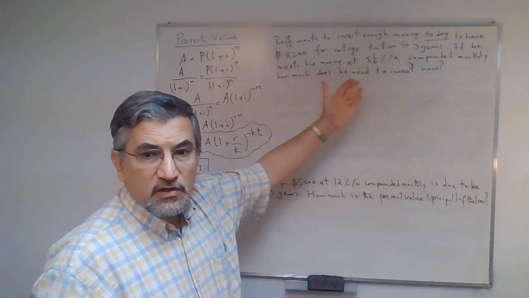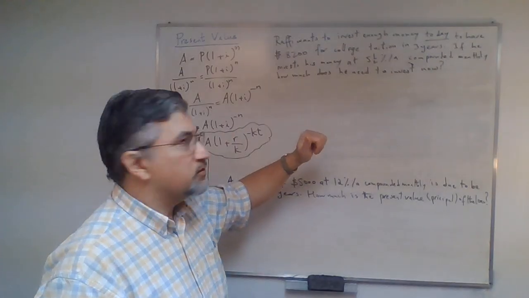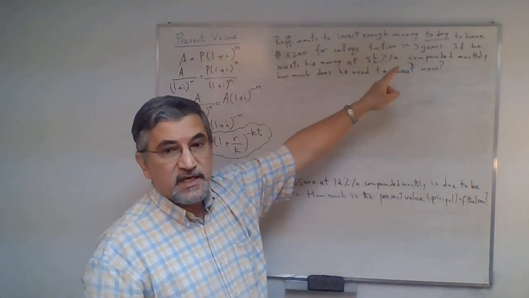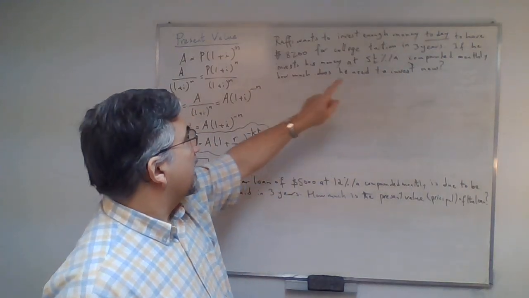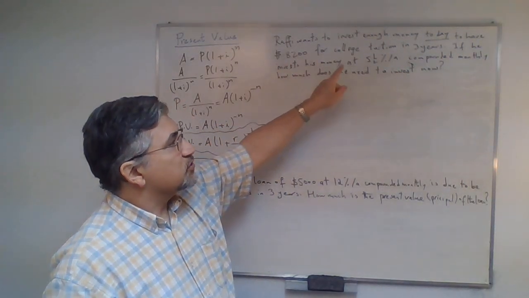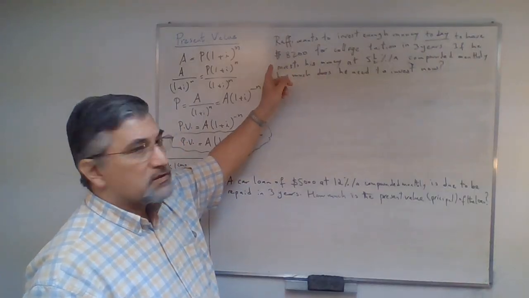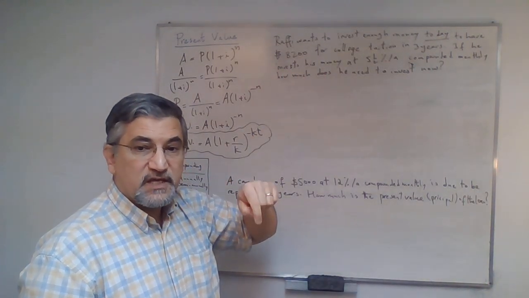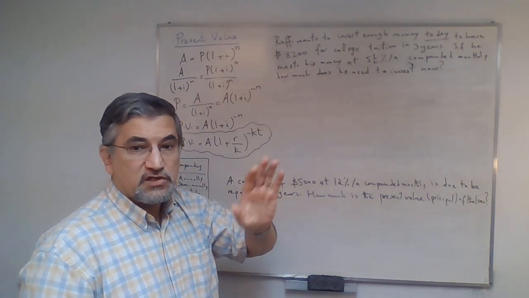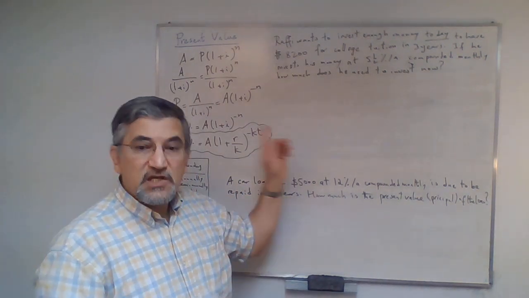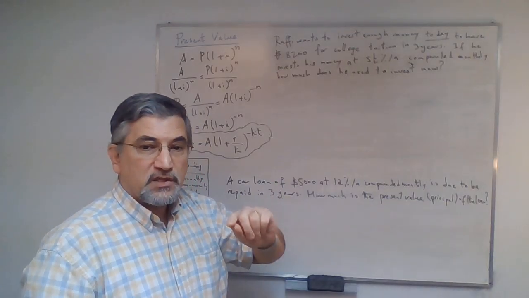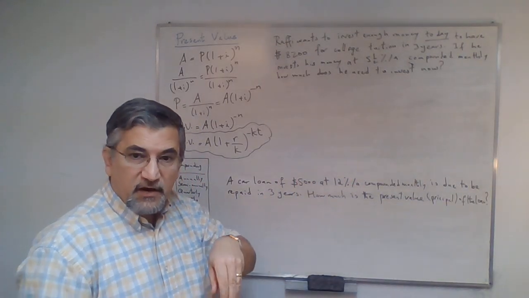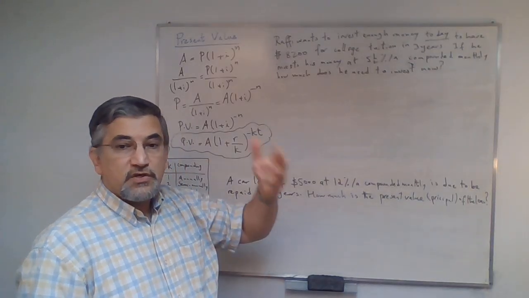We have a question here. We will try to do it together. Rafi wants to invest enough money today, and that word today is the key word, to have $8,200 for college tuition in 3 years. So he wants to have $8,200, but he doesn't want to have that money right now. He needs this money not now, but in the future, that is in 3 years, because he's not going to college right now.